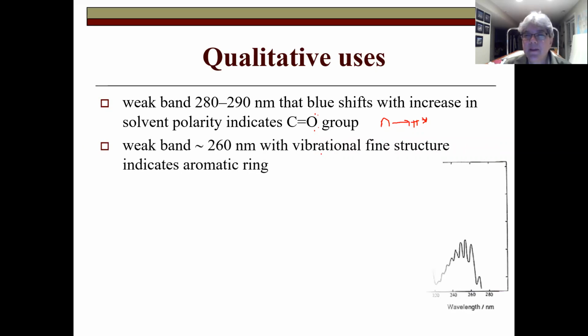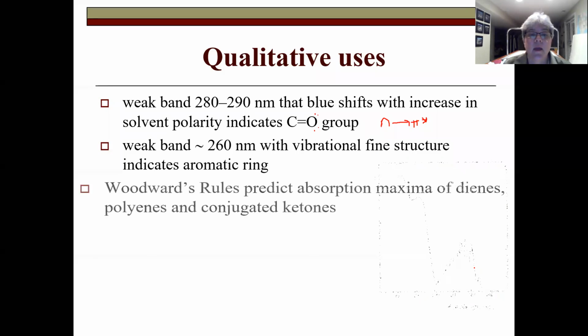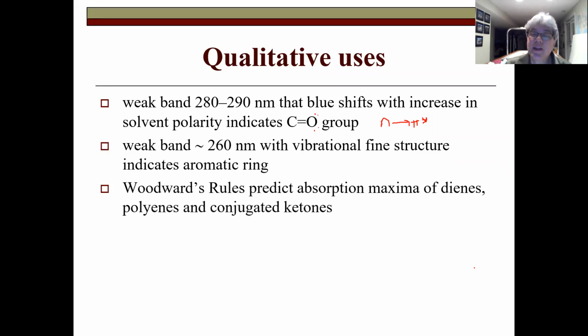If you have a weak band around 260 that has vibrational fine structure, so you have something that looks like this in your absorption spectra, that tells you you have an aromatic ring, that benzene ring. There are also some rules you can actually use to predict the absorption maximum of dienes and polyenes.